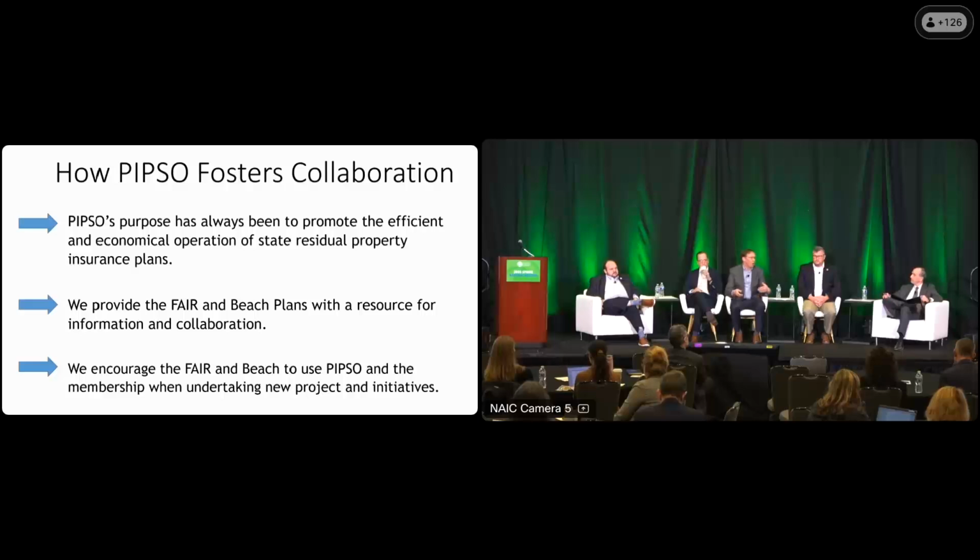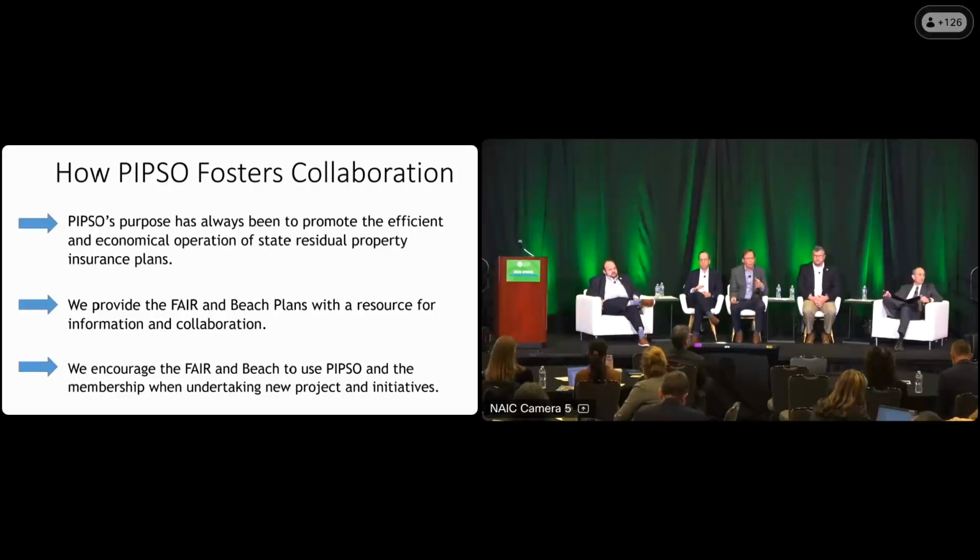How we're able to exercise some of those is by organizing decreased fees for certain services. PIPSO buys a membership on behalf of all of the plans with IBHS at a vastly reduced rate. We do the same thing with APCIA. We also work with ISO-Verisk to help reduce fees for the Fair and Beach plans. All of the Fair and Beach plans are non or not-for-profit, and PIPSO follows in that line. We're a 501(c)(6), a business league, and we are a not-for-profit.